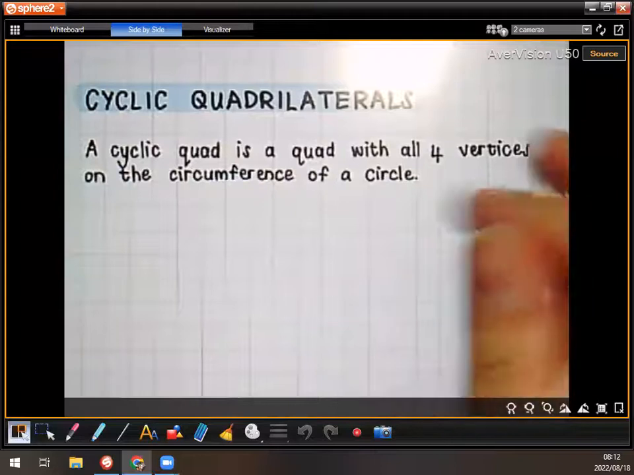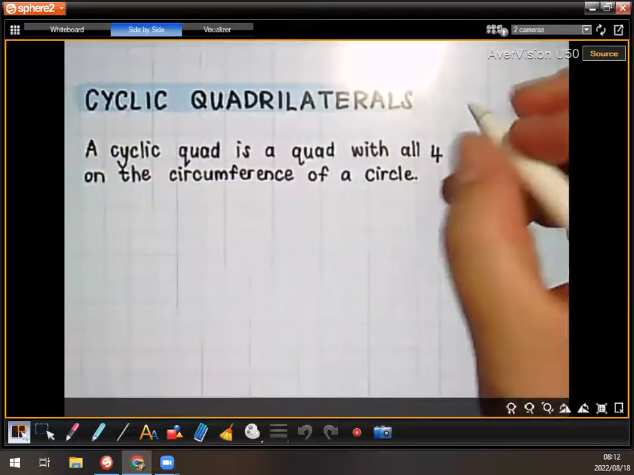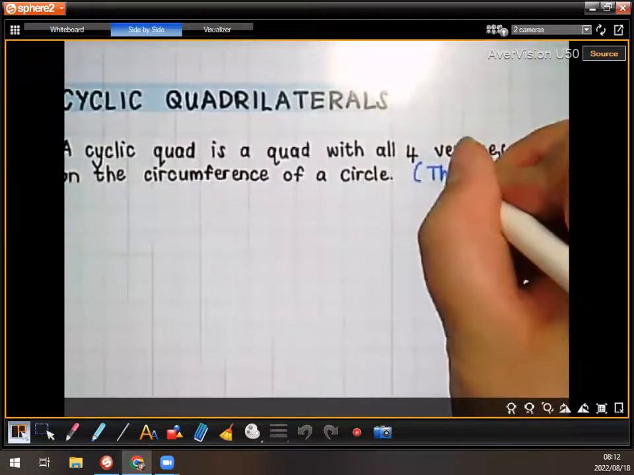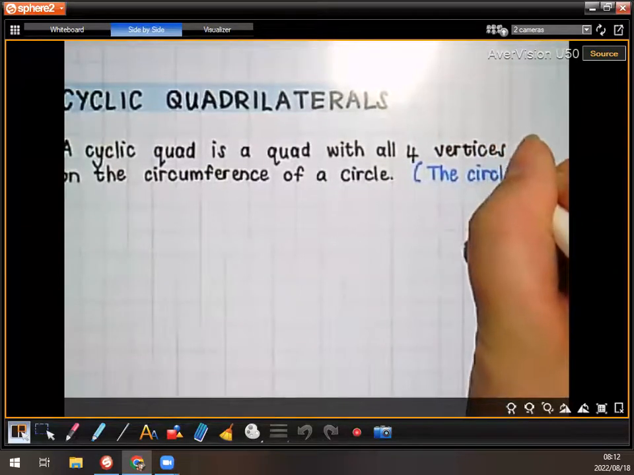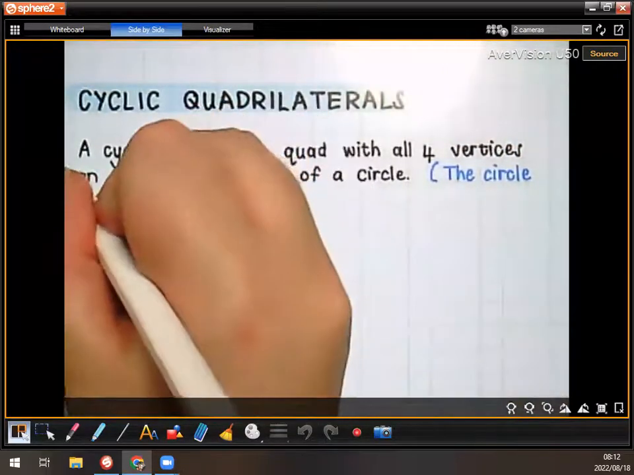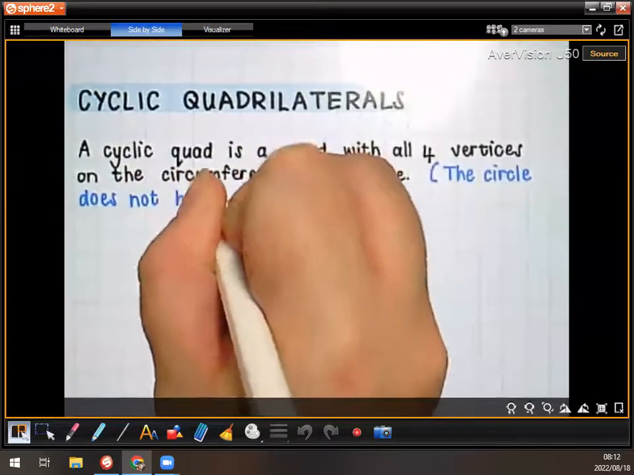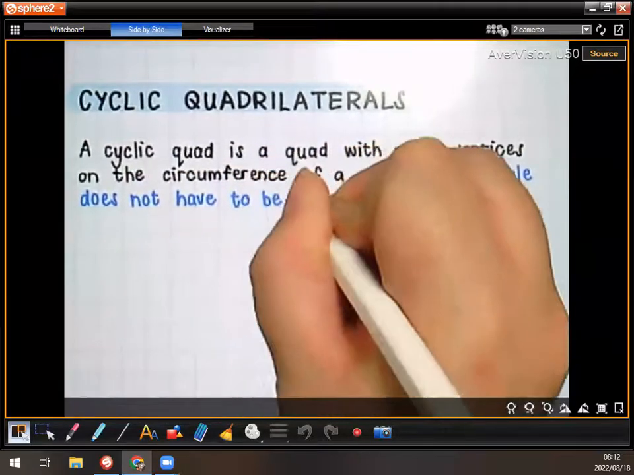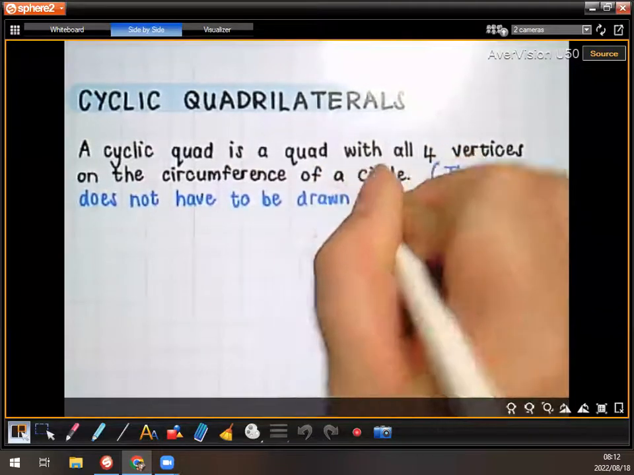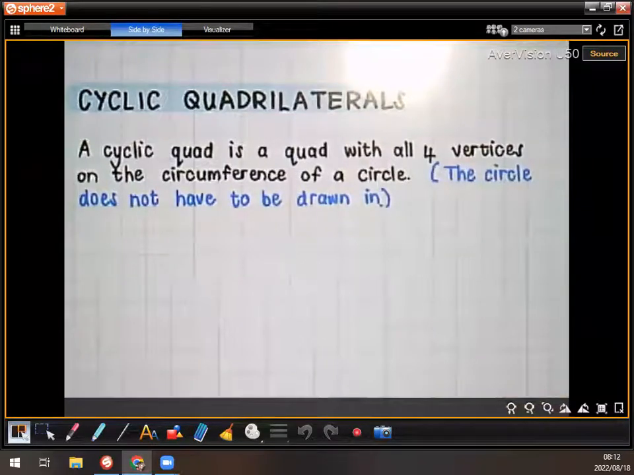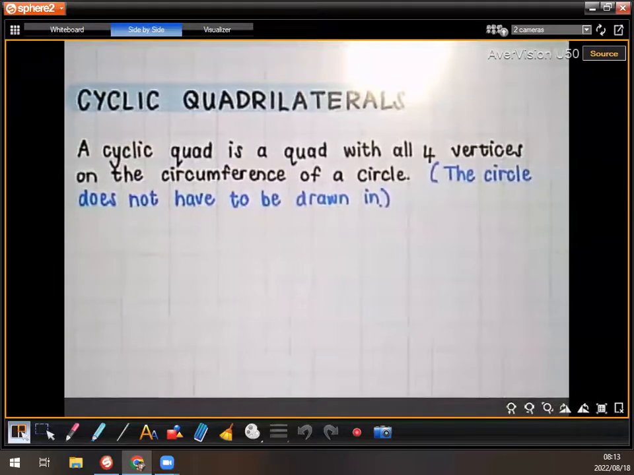I just want you to add in brackets, and I will explain this part later on: the circle does not have to be drawn in. So that might sound a bit strange, but sometimes you just have a shape with 4 points and they ask you to prove that it is a cyclic quad. So then they don't actually show you the circle. I have to go into that still.